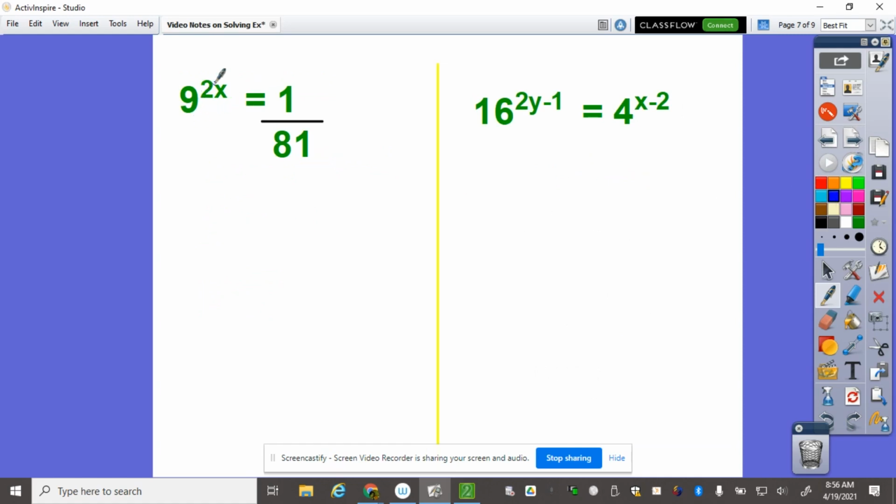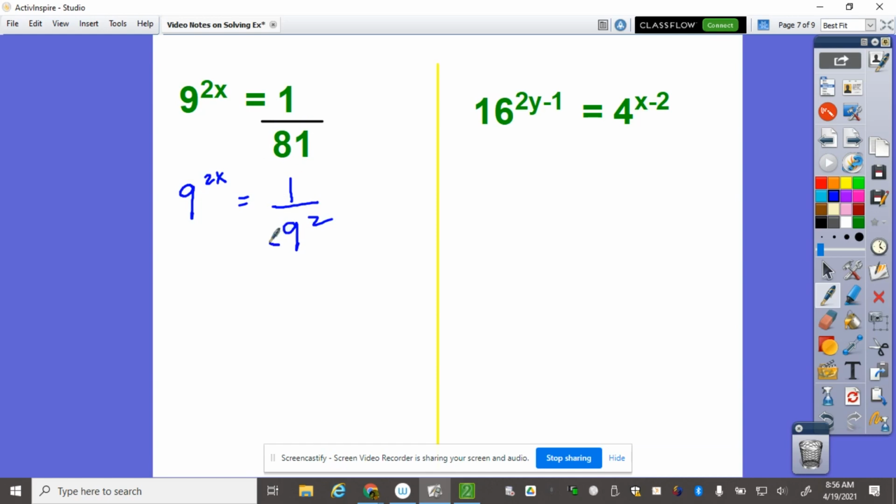Next, 9 to the 2x equals 1 over 81. They don't have the same base. I have 1 over 81. We're going to try to make their bases the same. But hold on, it's in the denominator. The 81 is in the bottom part. So what do we know first about 81? We know that 81 is 9 squared because 9 times 9 is 81.